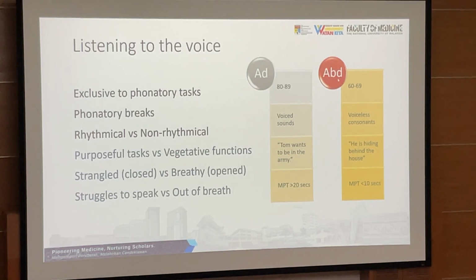Okay, to differentiate between adductor type and abductor type spasmodic dysphonia, these are some of the things that you may want to ask the patient to do. For example, for adductor type, it's difficult for the patient to say 80 to 89. 80 is difficult. 8 is difficult. For abductor type, 60 to 69 will be difficult. Voiceless consonants are more difficult with abductor type. Voiced sounds are more difficult with adductor type.